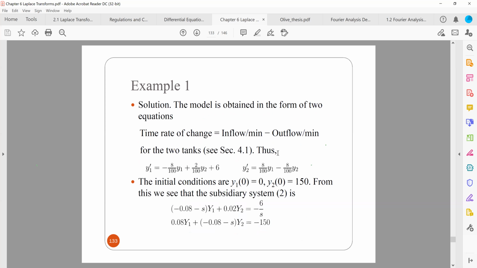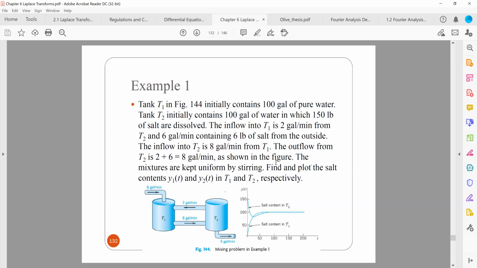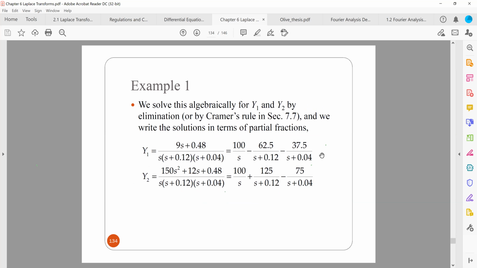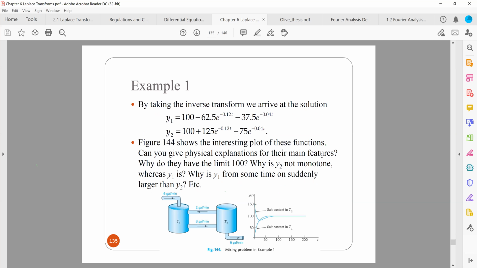If I were to set this question, this is exactly what I wouldn't give to you as a problem question like this. I would just give it to you like this: I have these two equations, solve them for me using Laplace. These are the steps I would expect you to do. Find the subsidiary equations, solve them the way you'd solve any simultaneous equations in terms of S, and then do the Laplace inverse and find the solution.